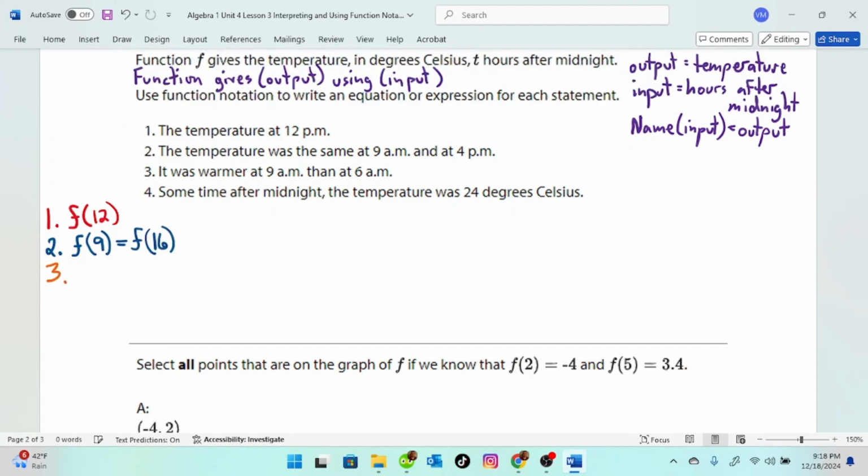Number 3. It was warmer at 9 a.m. than at 6 a.m. So again, 9 a.m. is 9 hours after midnight. So that is f of 9. We see that it says warmer, so that would be greater than. And our other time is going to be 6 a.m., so that is 6 hours after midnight.